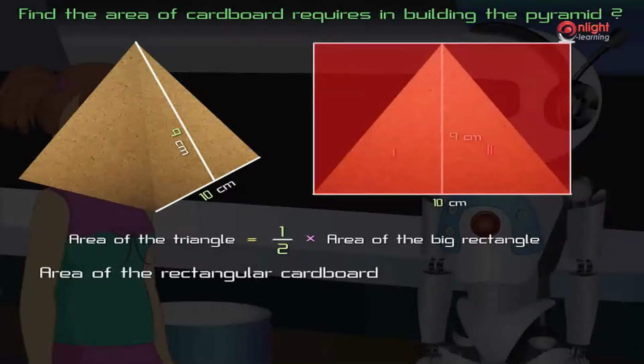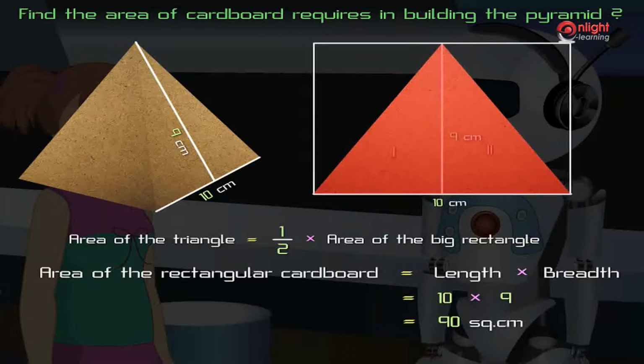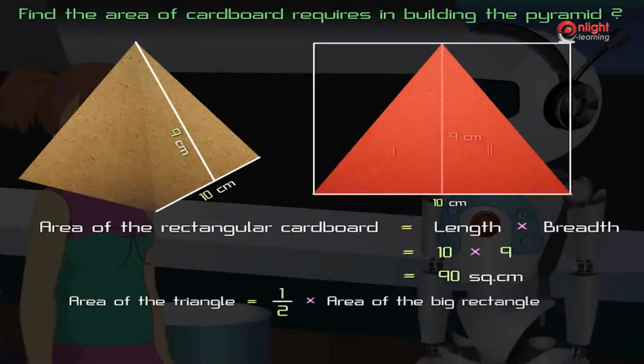Hence, area of the rectangle, as we can see from the figure, is equal to product of the length and breadth of the rectangle, which is equal to 10 centimeters multiplied by 9 centimeters, which is equal to 90 square centimeters. Hence, area of the triangle is equal to half the area of the rectangle, which is equal to 90 divided by 2, which is equal to 45 square centimeters.